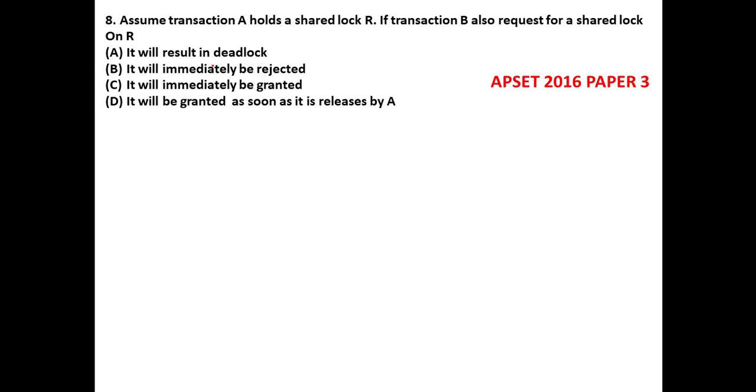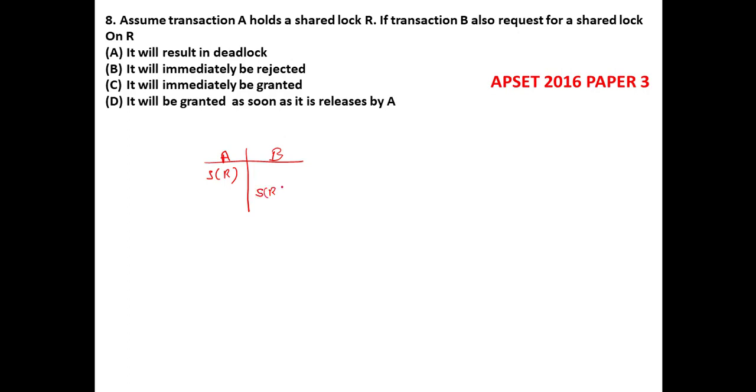See the next question, question number 8. Assume transaction A holds a shared lock on R. If transaction B also requests a shared lock on R, now see option A, it will result in deadlock. Option B, it will immediately be rejected. Option C, it will immediately be granted. Option D, it will be granted as soon as it is released by A. Right, so he has given two transactions, transaction A and transaction B, and transaction A already holds a lock on the data item R, that is a shared lock. Transaction B is also requesting the shared lock on the data item R, right?